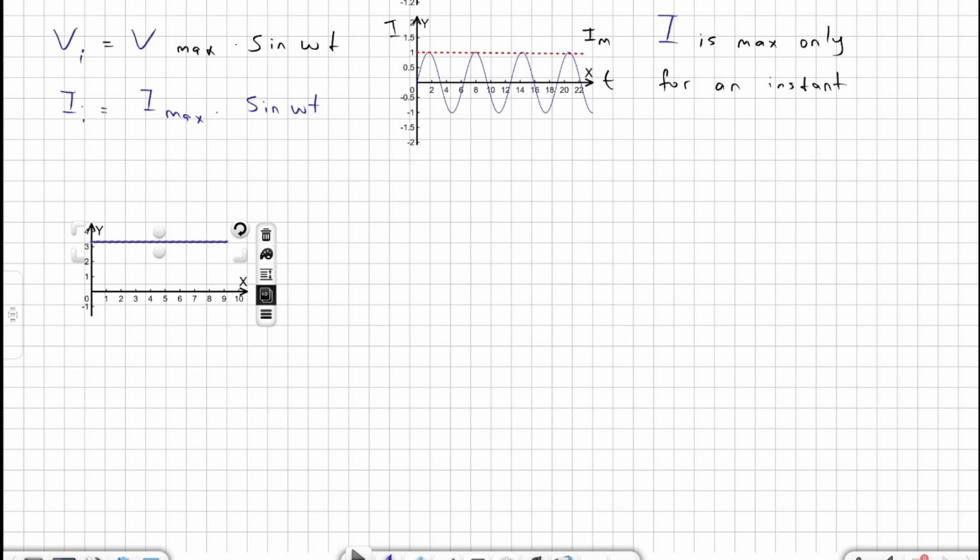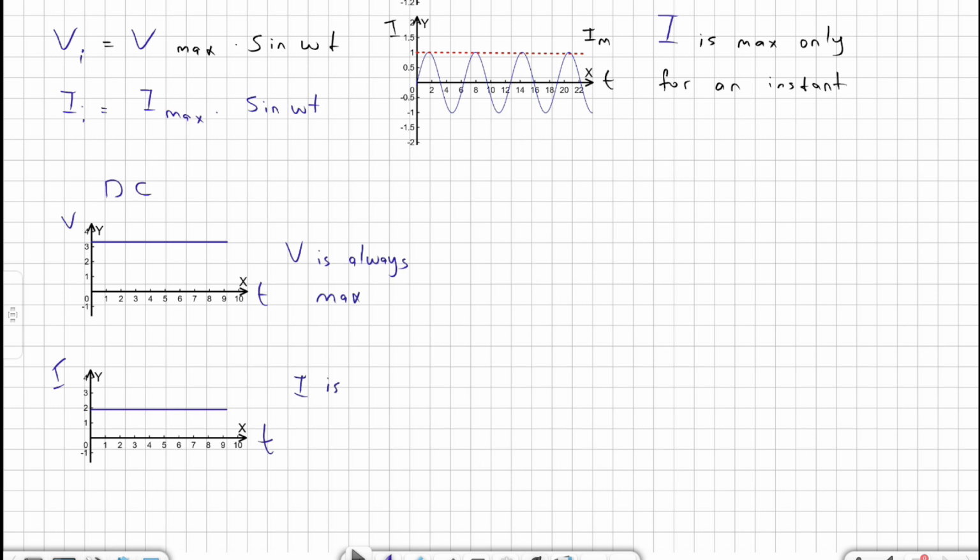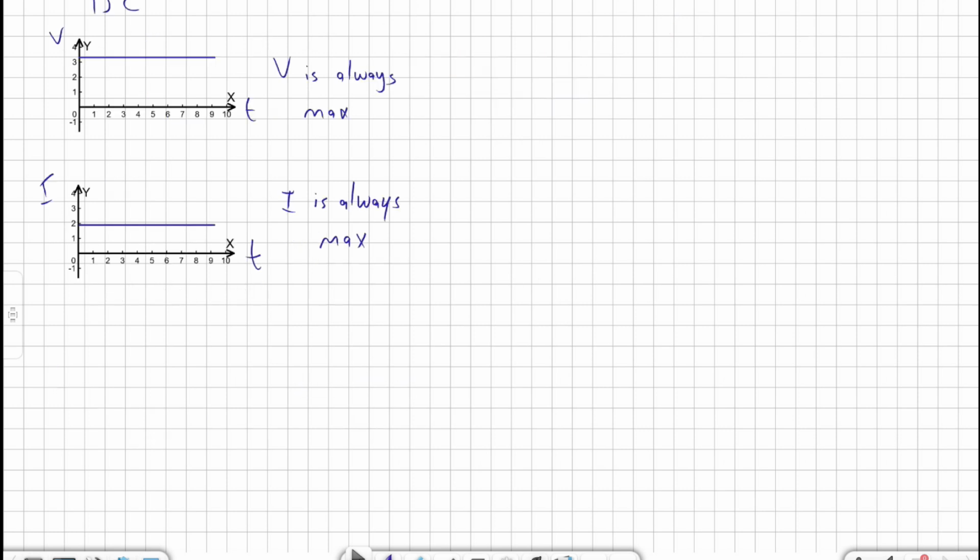Let's have a graph for DC. We know that DC is always maximum. Let's have both graphs for potential difference and current. In a DC, the current is always maximum, the potential difference is always maximum. Both magnitude and direction in a DC are always constant. So V is always maximum, I is always maximum.